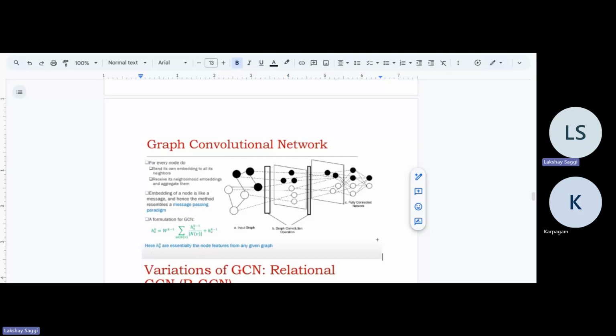And the hv0 are essentially the node features. So hv0 will be the initial embeddings which we need to define, and these are essentially the node features for any given graph.